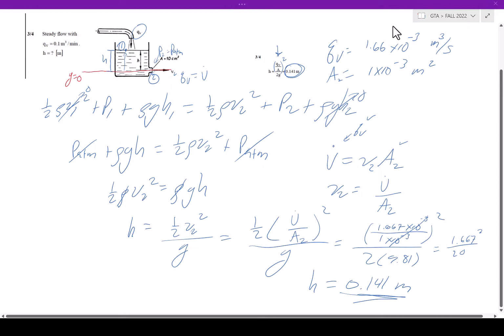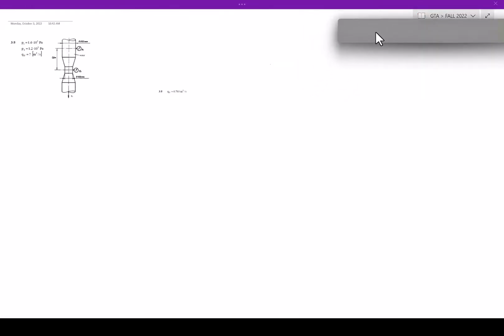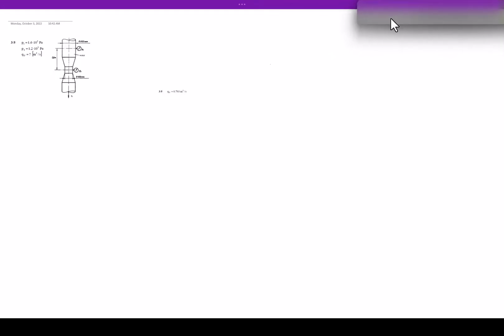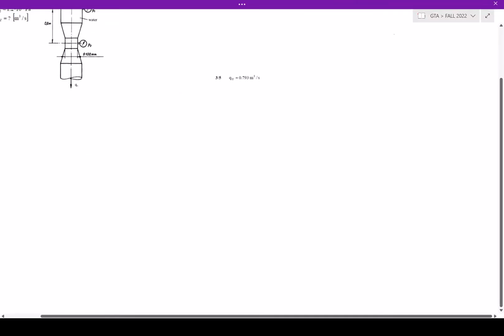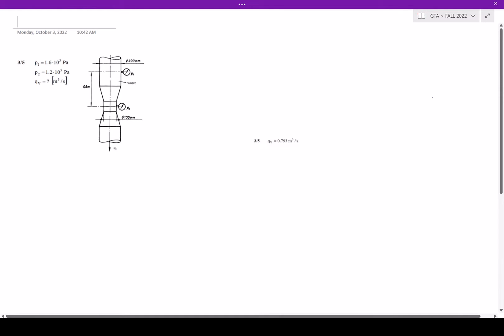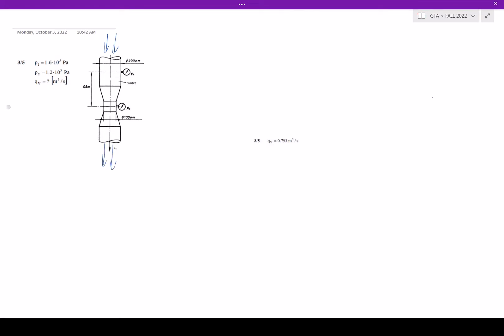Now let's move on to the other one that we discussed in class. This one, I think, is also a little bit incorrect, but let's just go through it step by step. Okay, so what we have here is water flowing through.